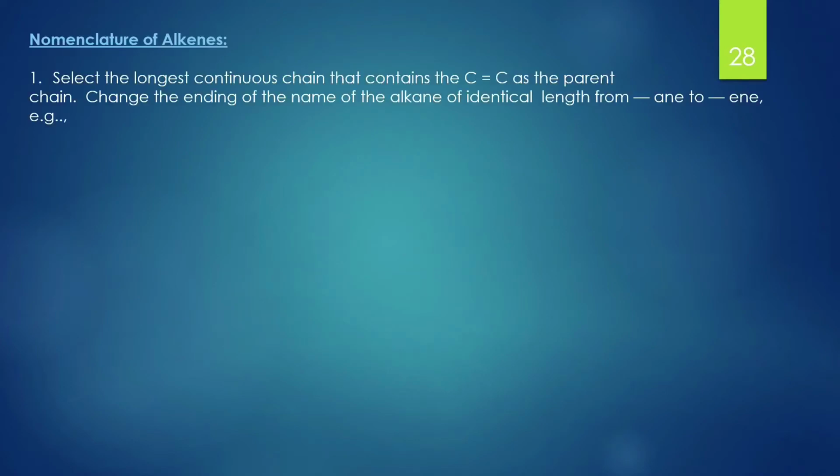Let us now discuss nomenclature of alkenes. The rules will be the same as those of the alkanes with a few changes in them. Let us discuss those changes. Number 1, select the longest continuous chain that contains the double bond as the parent chain. Change the ending of the name of the alkane of identical length from ANE to ENE.